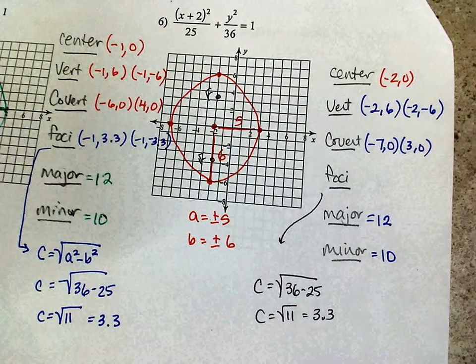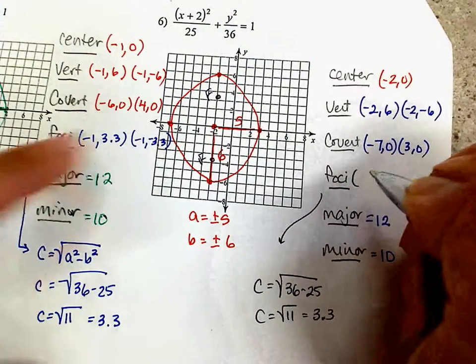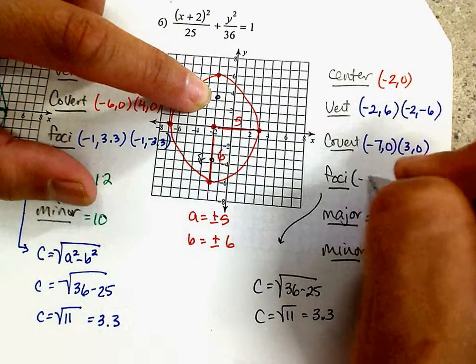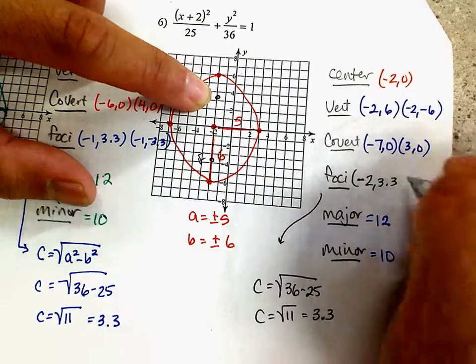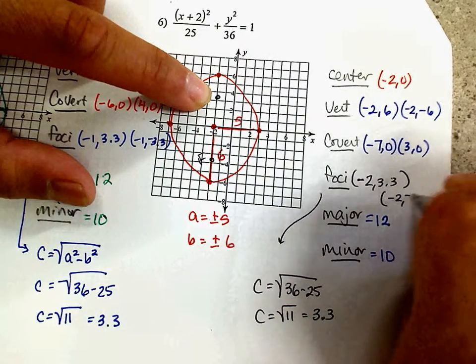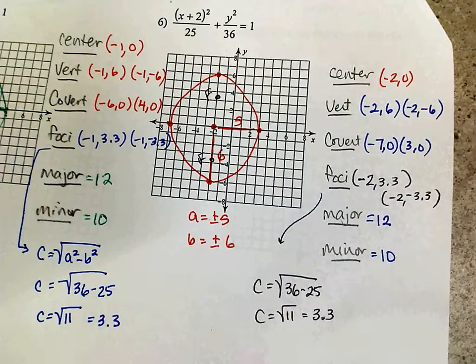Okay. So what is that coordinate right here? This coordinate is negative 2, 3.3. And negative 2, negative 3.3. So there you have your foci.